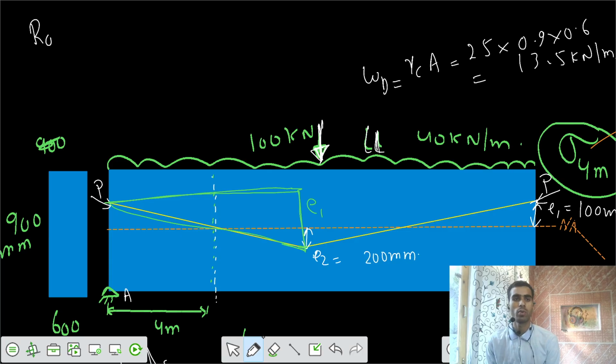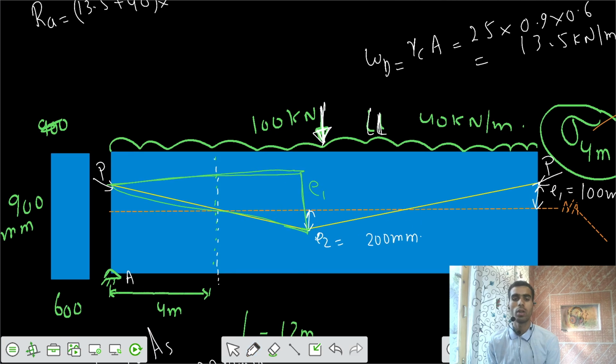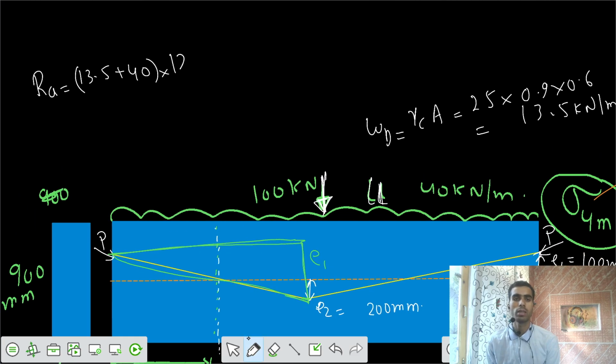Can you tell me what is the vertical reaction at the support A? That would be 13.5 plus 40. This is the total UDL we have, into the total length, which was 12 meters. So I would write 12 meters by 2. So this is the reaction A because of the UDL, plus your 100 kilonewton is distributed because it is at the midspan. So 100 by 2 is taken by the support A. So this is the reaction A.